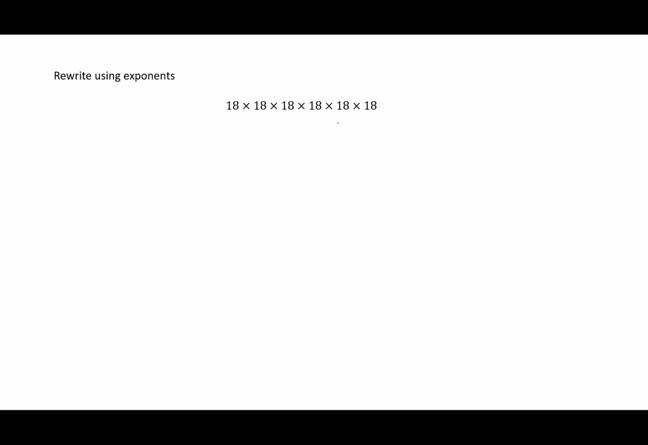Let's take that and use some numbers. Here I have 18 times 18 times 18 times 18 times 18 times 18. So 1, 2, 3, 4, 5, 6 of them. I'm going to write that as 18 to the power 6. Eventually we'll get to the calculator and we'll evaluate the number, but for now I just want to rewrite it.